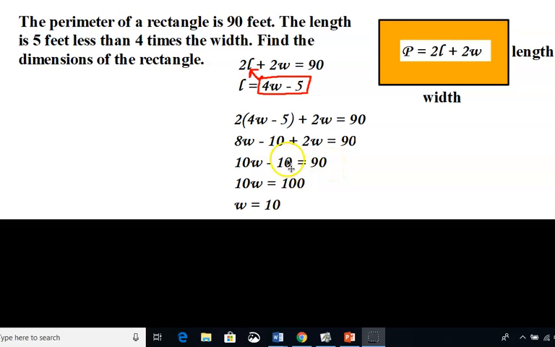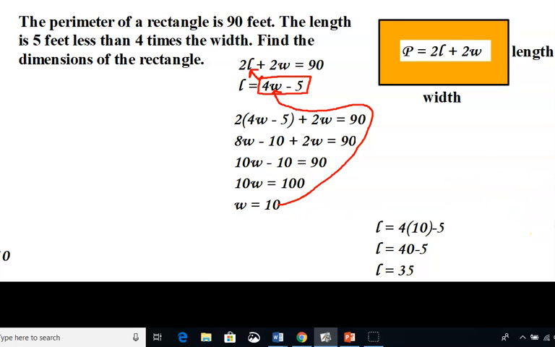Move the 10 over to the other side by doing the opposite. So opposite of a minus 10 is a plus 10. So add 10 to 90, you get a 100. And 100 divided by 10 is 10. So I like the fact that this is now boxed in because I know I need to go put this 10 in for that W. So stop the video for a moment, go plug in 10 and see what you get for your lengths.